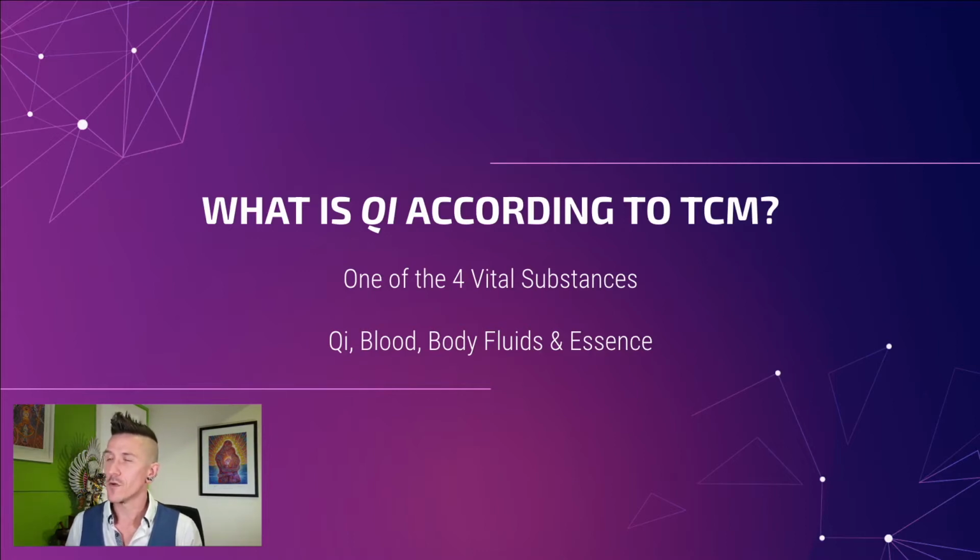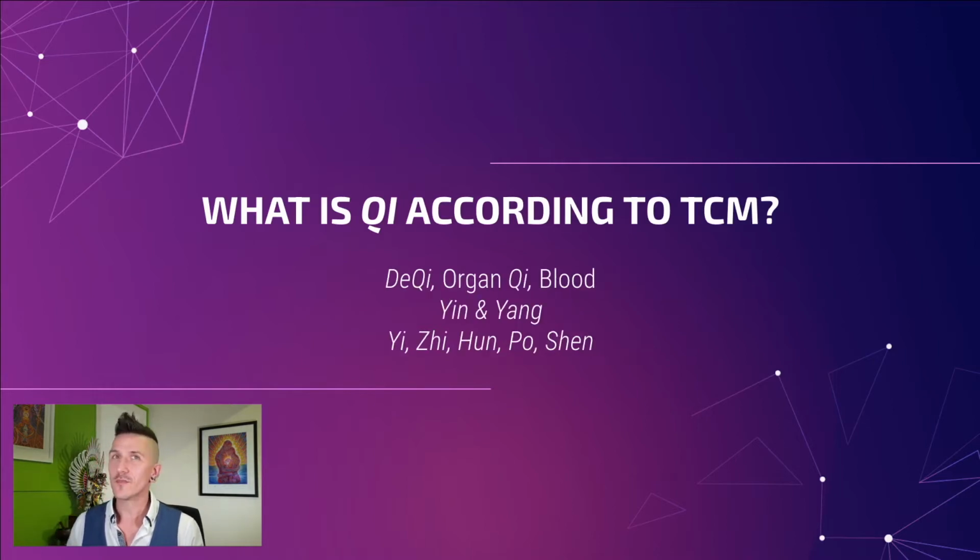Now, if you're not a traditional Chinese medicine practitioner, it's a good idea to maybe do a bit of reading on this. I'm not going to go into it now, but essentially the body's made up of vital substances, and Qi is one of them. So according to traditional Chinese medicine, there are a range of different types of Qi. Essentially, everything is made of Qi. It's the vital force that keeps everything together.